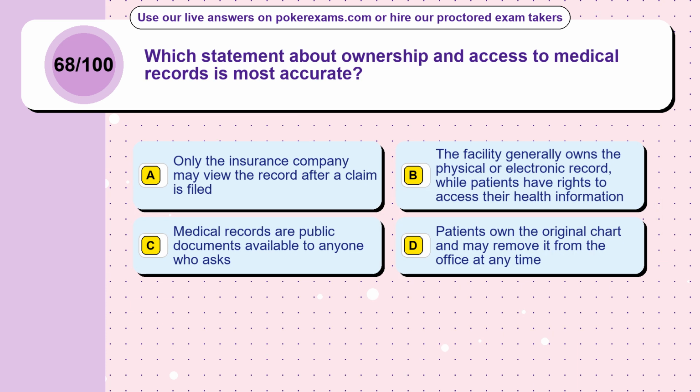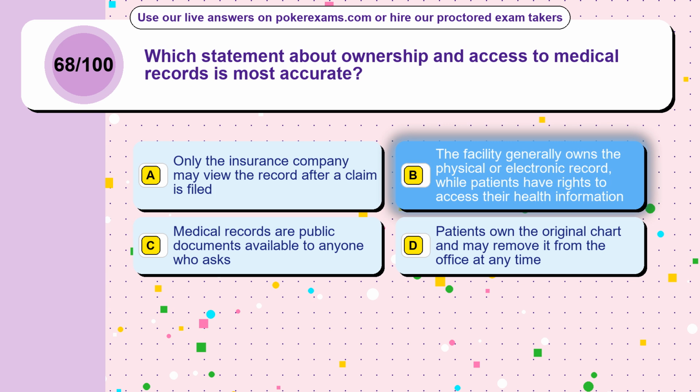Question 68. Which statement about ownership and access to medical records is most accurate? Option A. Only the insurance company may view the record after a claim is filed. Option B. The facility generally owns the physical or electronic record, while patients have rights to access their health information. Option C. Medical records are public documents available to anyone who asks. Option D. Patients own the original chart and may remove it from the office at any time. The correct answer is option B.